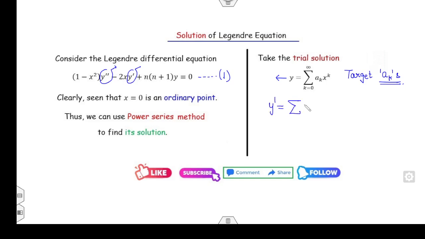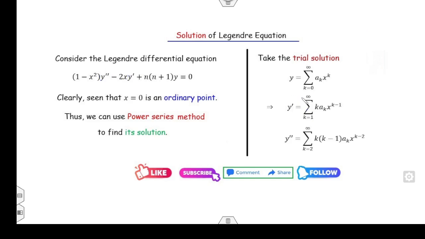Differentiate with respect to x, so that will be k a_k x^(k-1). Now since x is equal to 0 is my ordinary point, तो अगर मैं यहाँ k 0 लिखता हूं तो ये नंबर क्या बन जाएगा 1 over x. Then 0 is not the ordinary point, तो उसको रिमूव करने के लिए I have to take x is equal to 1. Similarly, you can find the second derivative. Substitute both the values in equation number 1.